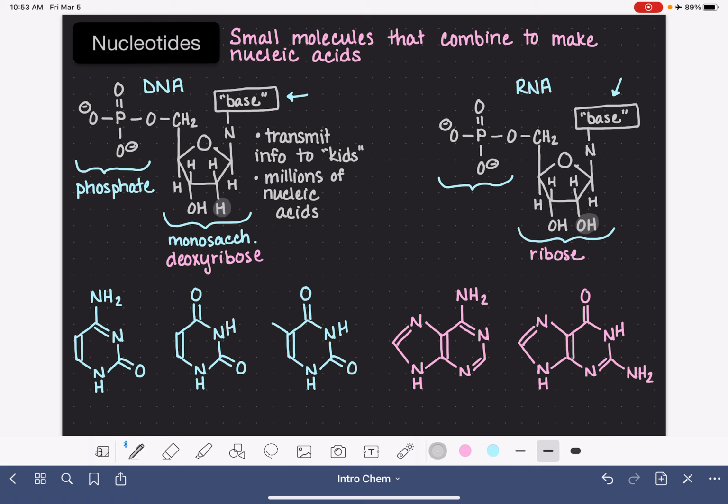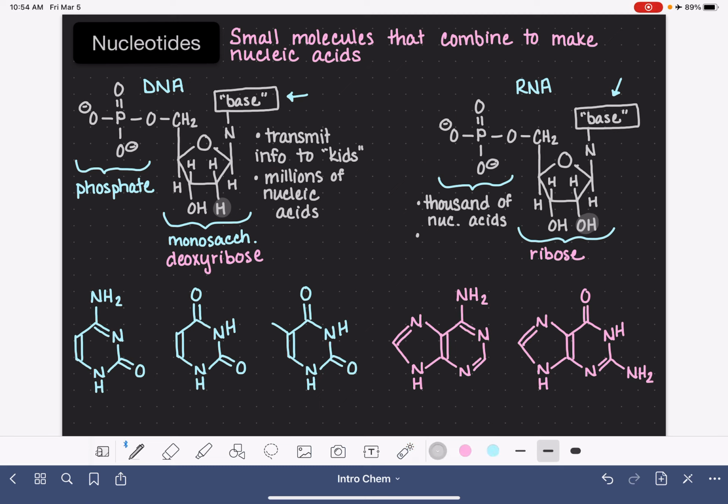RNA molecules are much smaller. RNA molecules only contain thousands of nucleotides. That's still actually really big, but it's quite a bit smaller than DNA. And the role of RNA inside our body is also different. So DNA's job is to transmit information from parent to offspring.